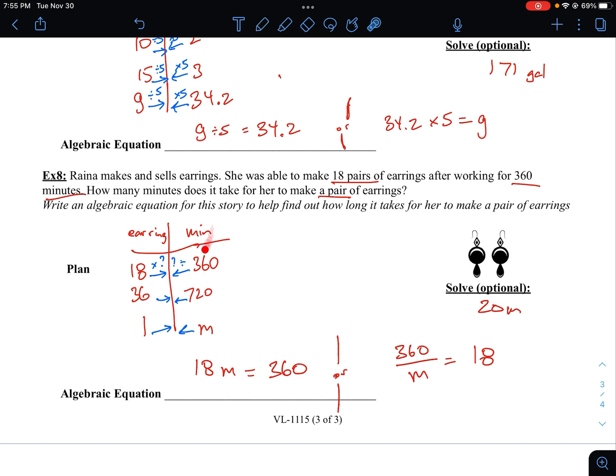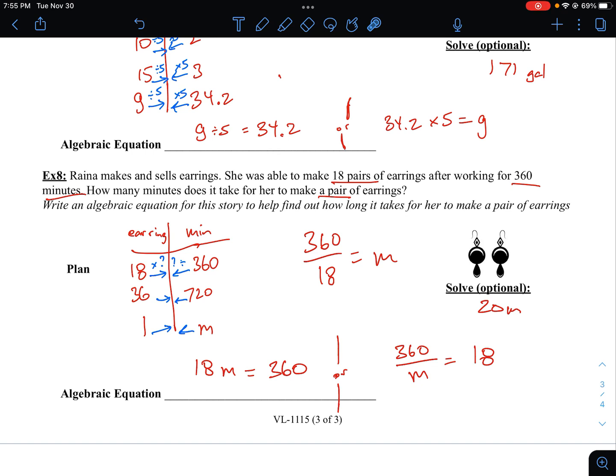So this is just one of those strange problems where it wasn't obvious whether you're supposed to multiply or divide, because some of you are thinking, isn't it just 360 divided by the number of minutes? Sorry, 360 minutes divided by the number of earrings is going to get you the minutes. It is. That is one way of doing it, and if you know how to do it, that's awesome.